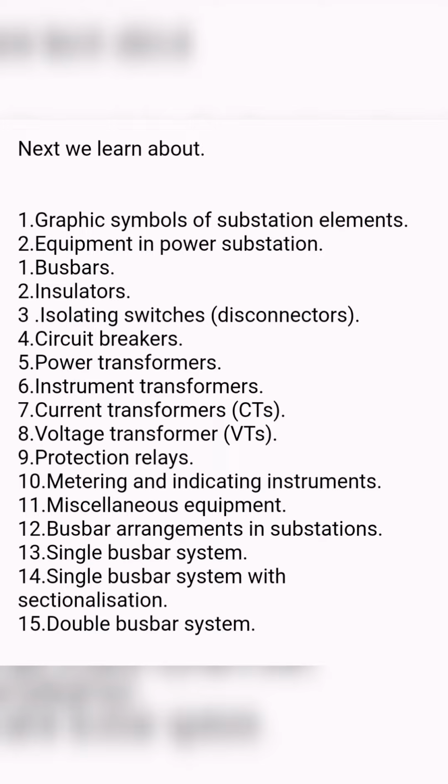Next we learn about: 1. Graphic symbols of substation elements. 2. Equipment in power substation. 1. Busbars. 2. Insulators. 3. Isolating switches, disconnectors. 4. Circuit breakers. 5. Power transformers. 6. Instrument transformers. 7. Current transformers, CTs. 8. Voltage transformers, VTs. 9. Protection relays. 10. Metering and indicating instruments. 11. Miscellaneous equipment. 12. Busbar arrangements in substations.